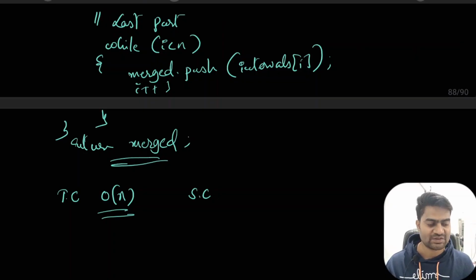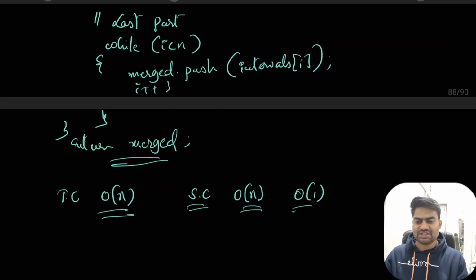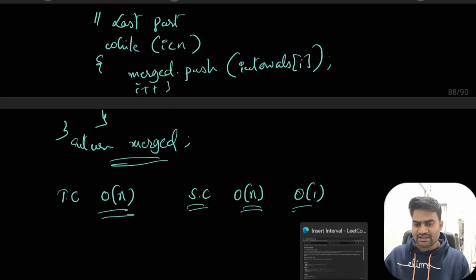And if you see the space complexity, we are not using anything extra, but we are using the merged array to store the merged values. So you can say O of n, or you can also say O of 1, because this O of n is used to store the answer. Okay, with that, let us switch to the LeetCode and execute.